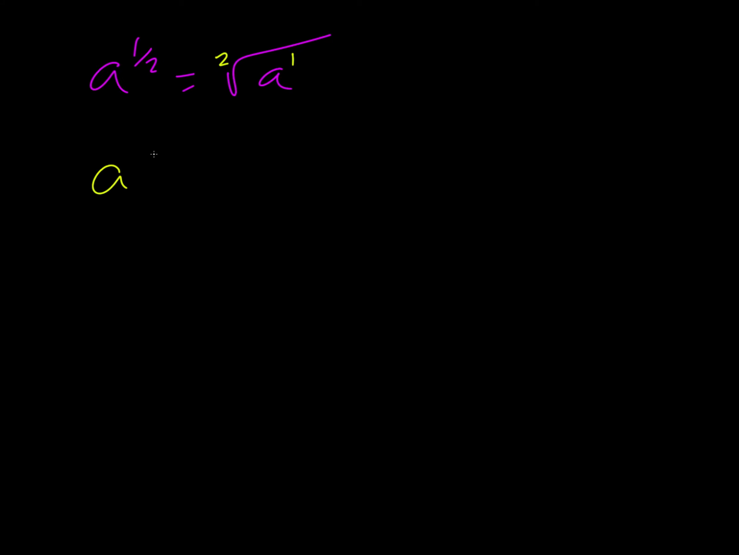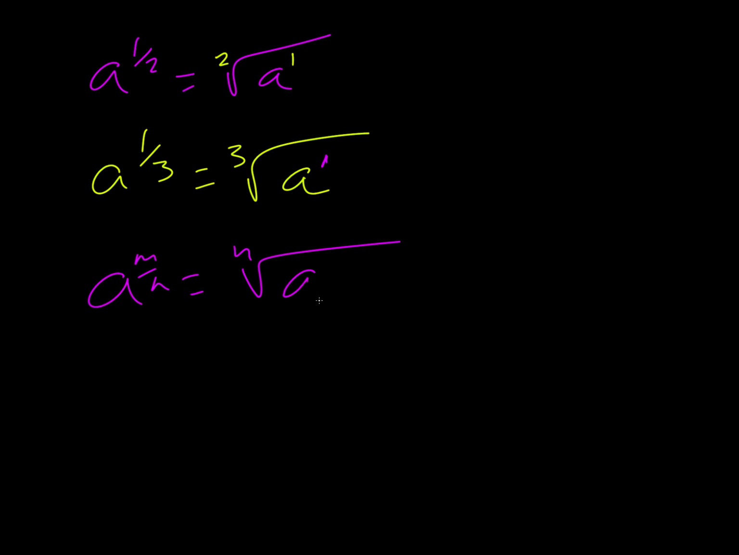Okay, so if we have a to the 1/3, we end up with the cube root of a. Once again, we have an invisible 1 right here, and that's where the 1 shows up right there. So if we generalize this, a to the m over n is going to give us the nth root of a to the m.